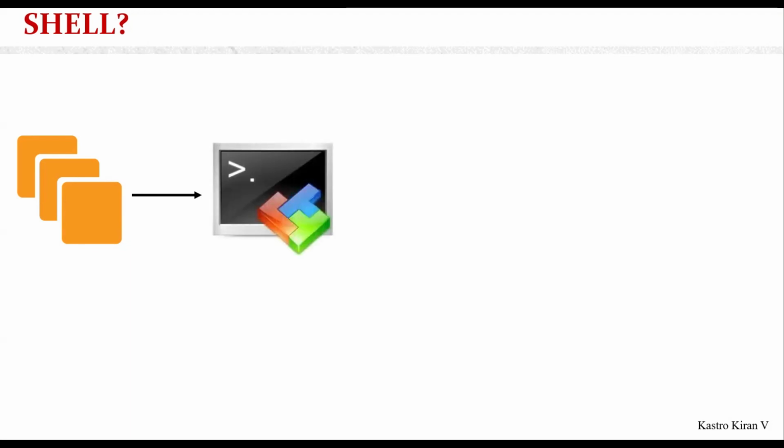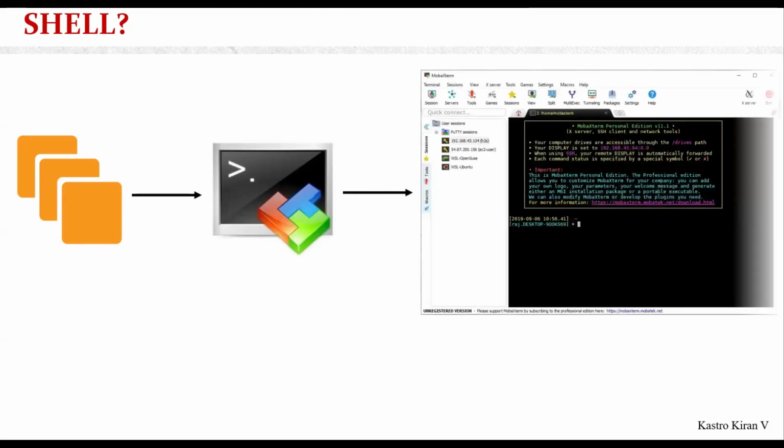Let's say you have launched one EC2 instance in the AWS cloud. If you want to connect to that EC2 instance, we use third-party tools such as PuTTY, PuTTYgen, and MobaXterm. In my case, I am going to use MobaXterm to connect to the EC2 instance. Once you connect to the EC2 instance, you are going to see a terminal, something like this, and this is where we execute the different Linux commands in order to interact with the server.